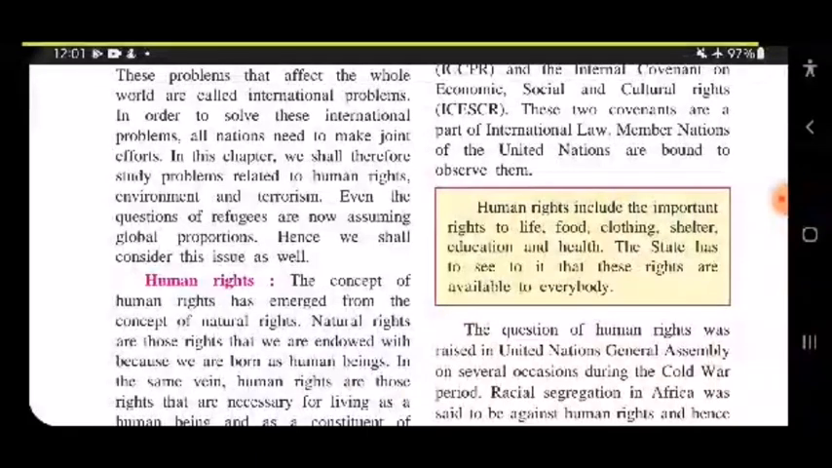As I told you before, look at that yellow box. Human rights include the important rights that are the rights to life, food, clothing, shelter, education and health. The state has to see to it that these rights are available to everybody.